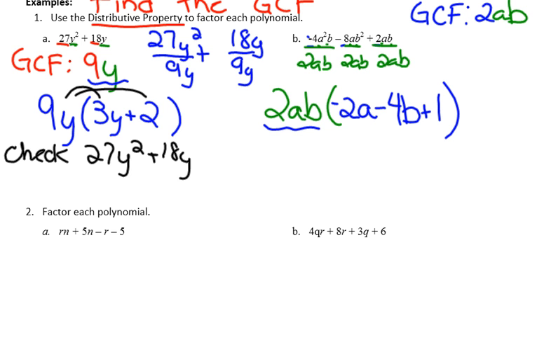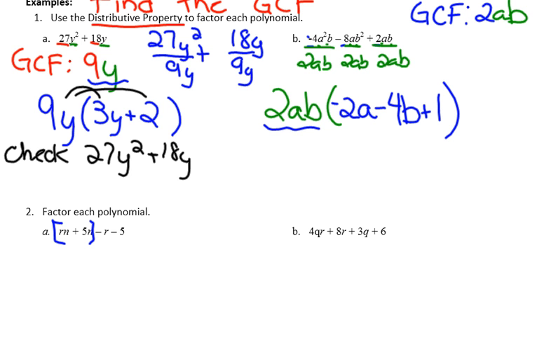let's talk about factoring by grouping. If I take a look here and I'm trying to find a GCF, I have Rn, 5n, -R, and -5. There is nothing that all four of those things have in common, so I can't pull out a greatest common factor. But what I can do is group them together. If you look at this group right here, Rn and 5n, those have something in common. They both have an n.